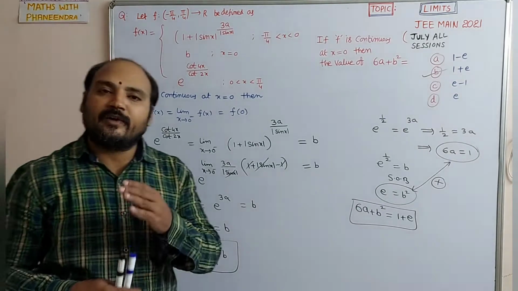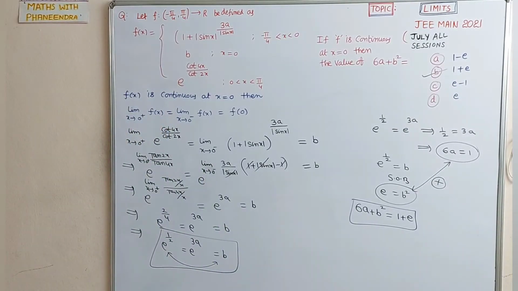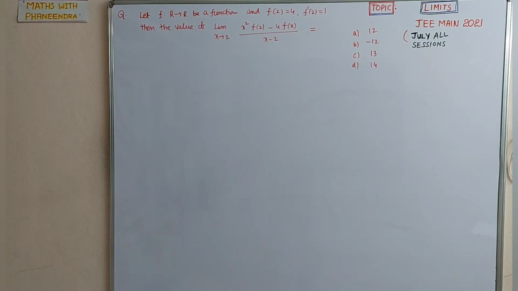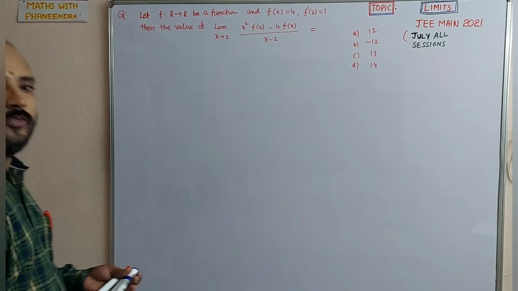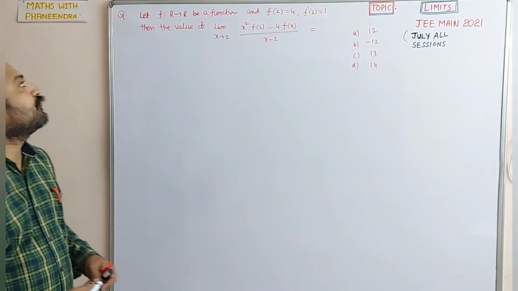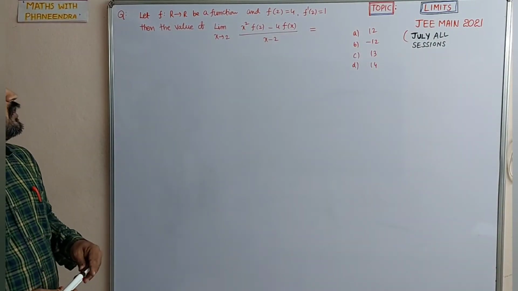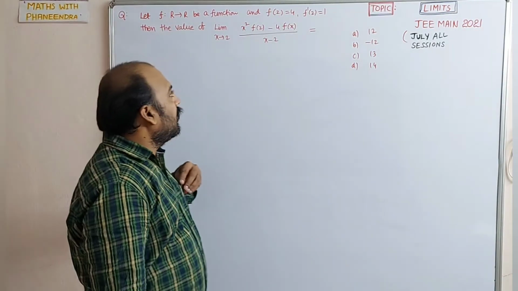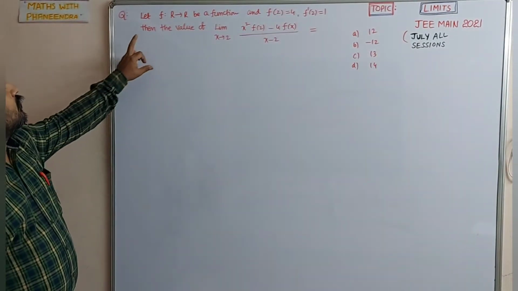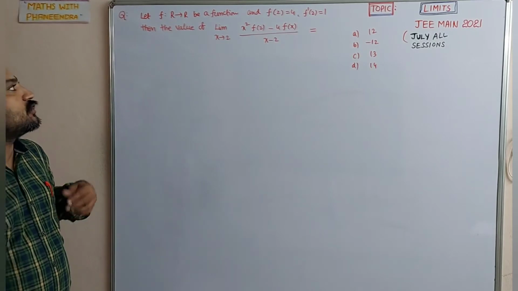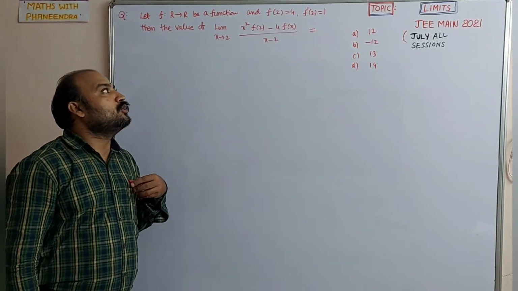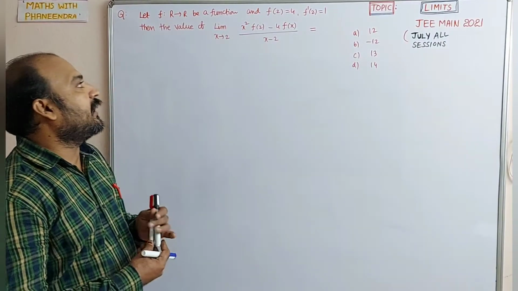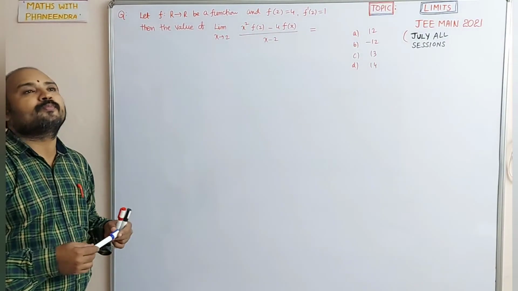We'll move to the next one. The next question, dear students. Let f from R to R be a function and f of 2 equal to 4, f dash of 2 equal to 1. Then the value of limit x tends to 2, x squared into f of 2 minus 4 into f of x by x minus 2 equal to.